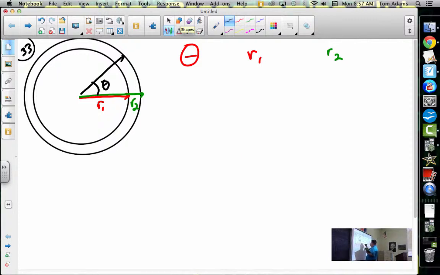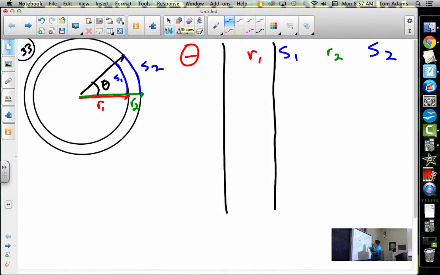And then there are corresponding S values. This would be the arc length S sub 1, and then this will be the arc length from here to here, S sub 2. So these are the two arc lengths, and what they want us to do is find all these.